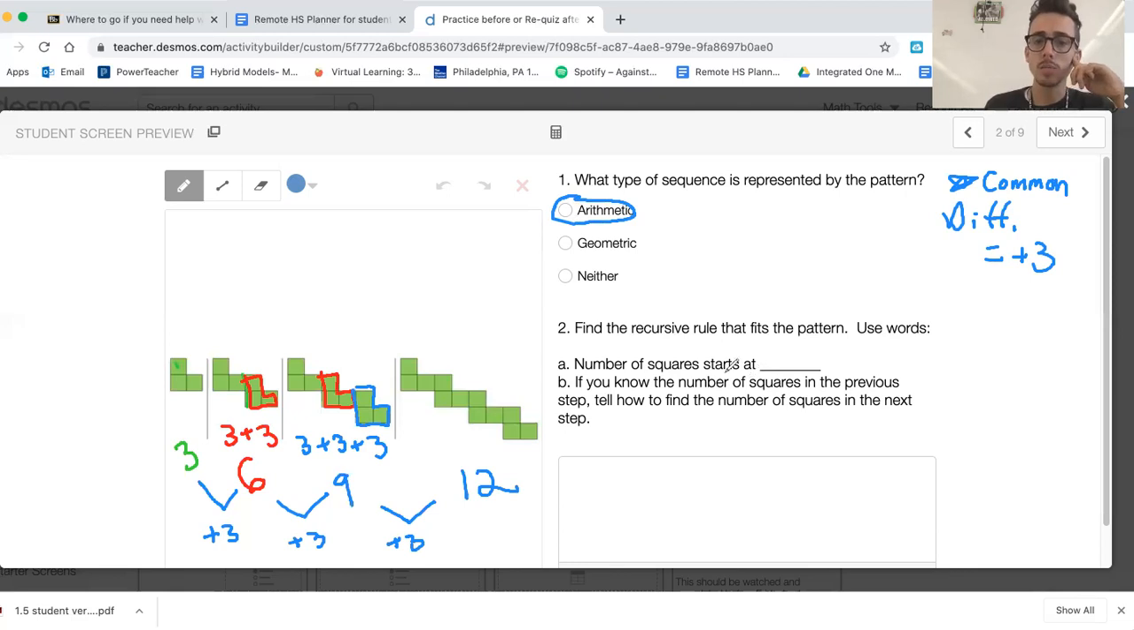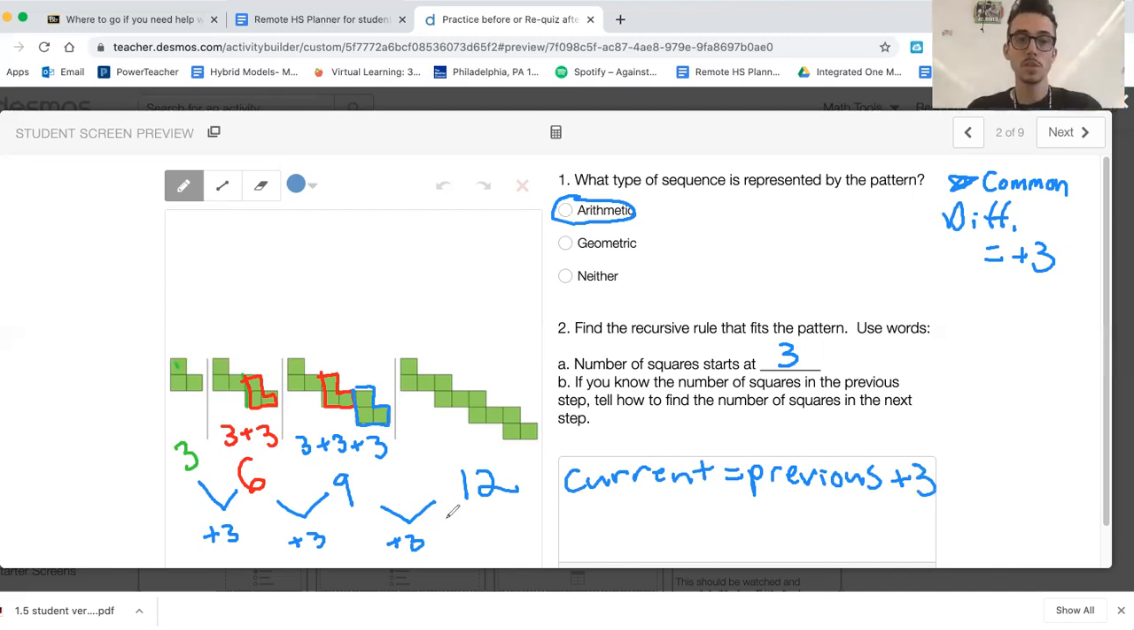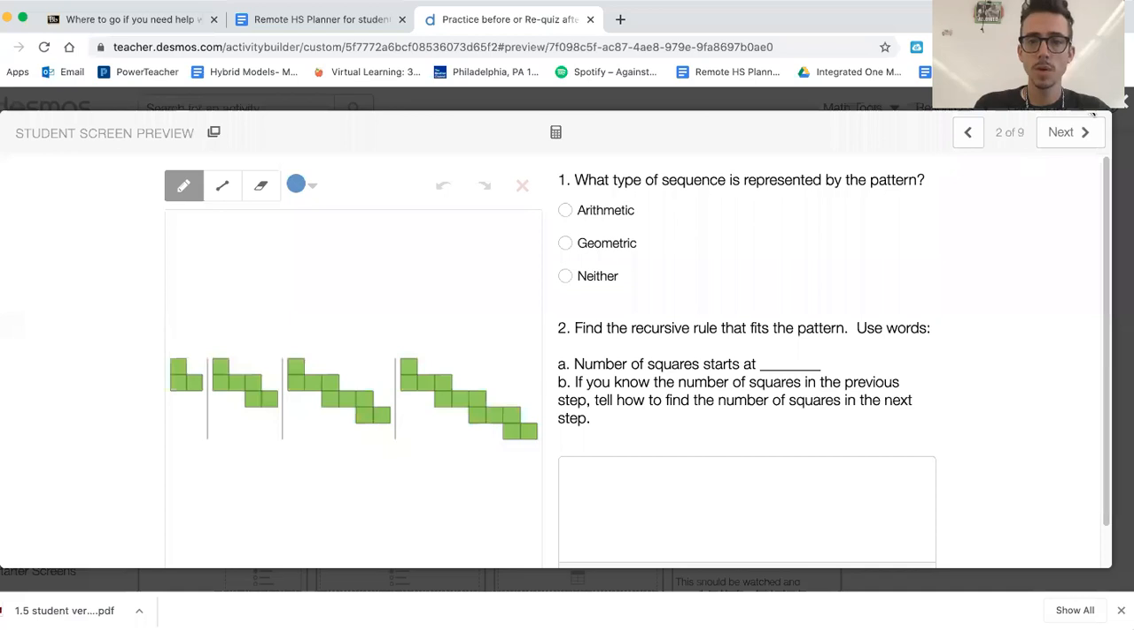For the recursive, the number of squares starts at 3. And in words describing this, how do we find the number of squares in the next step? We're taking the current, and that should be equal to our previous term plus 3, because every term as we move forward is adding 3 more to the previous rendition. Pause the video, make a note of this, because I'm about to erase it. All right, hope that one wasn't too bad.